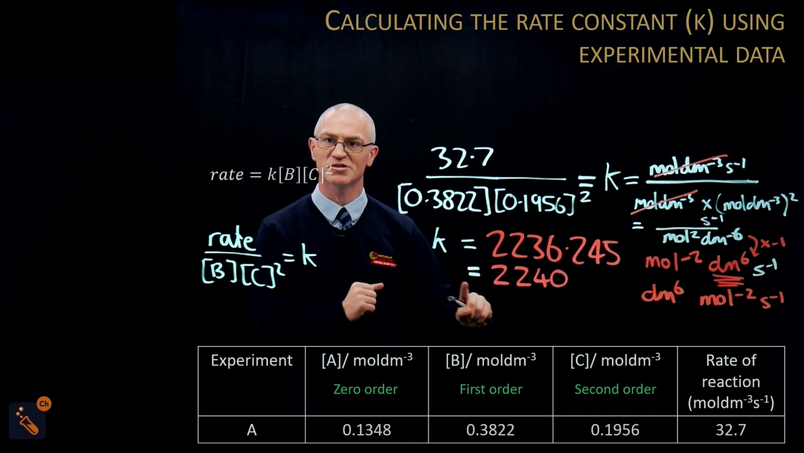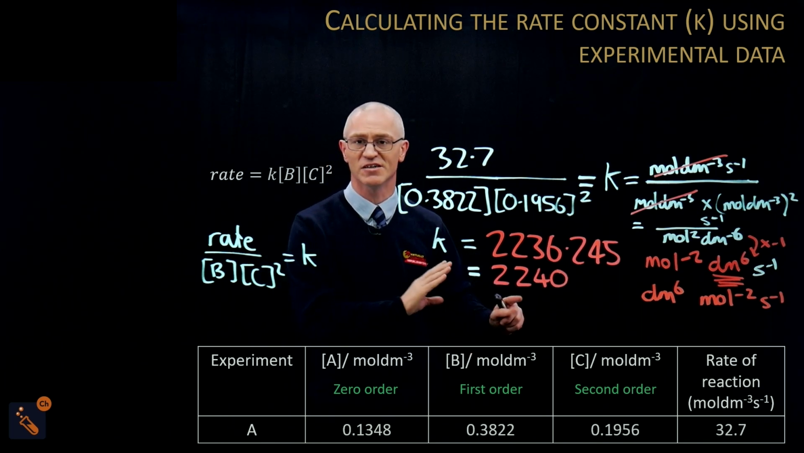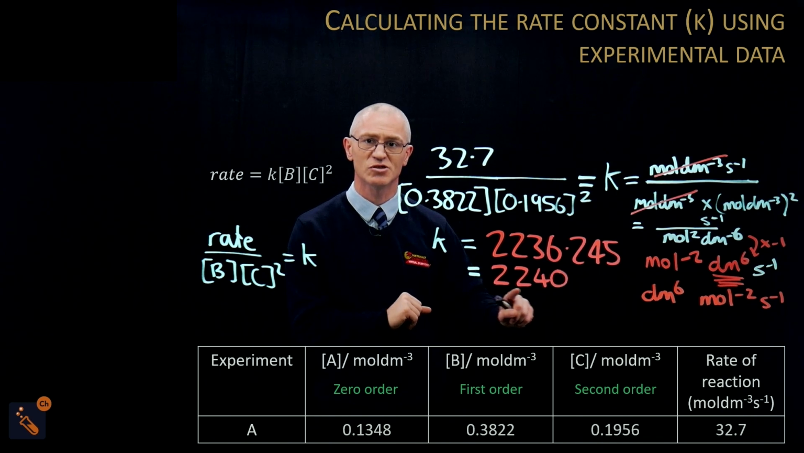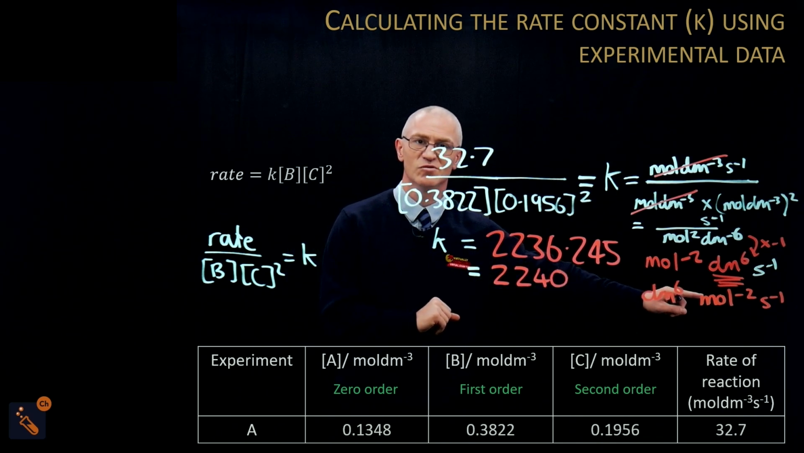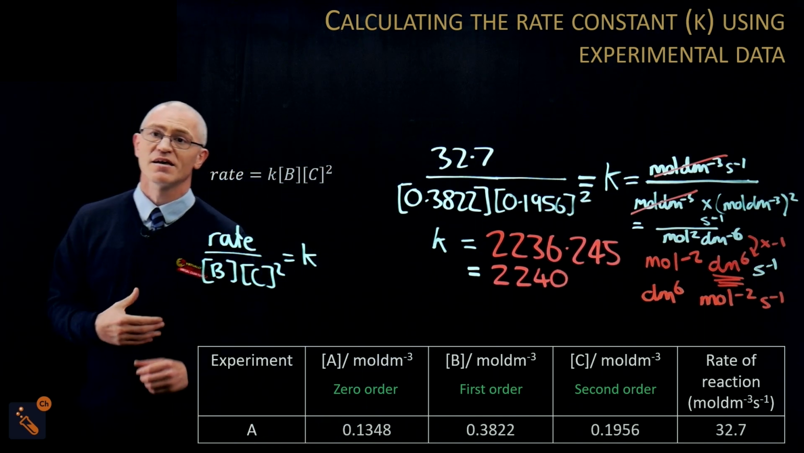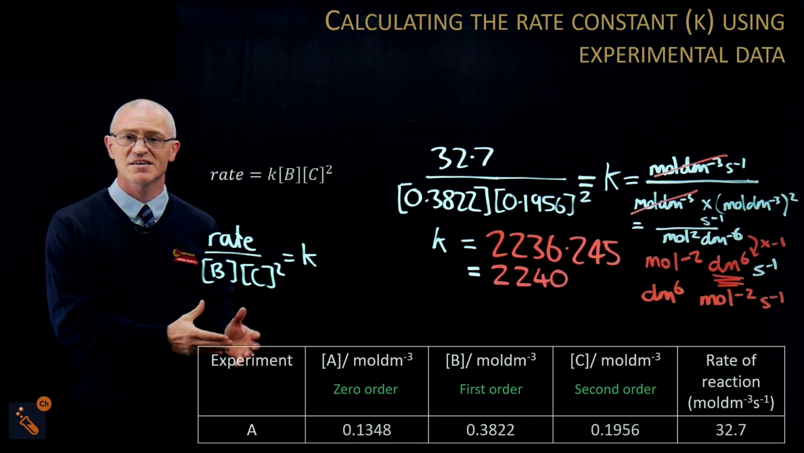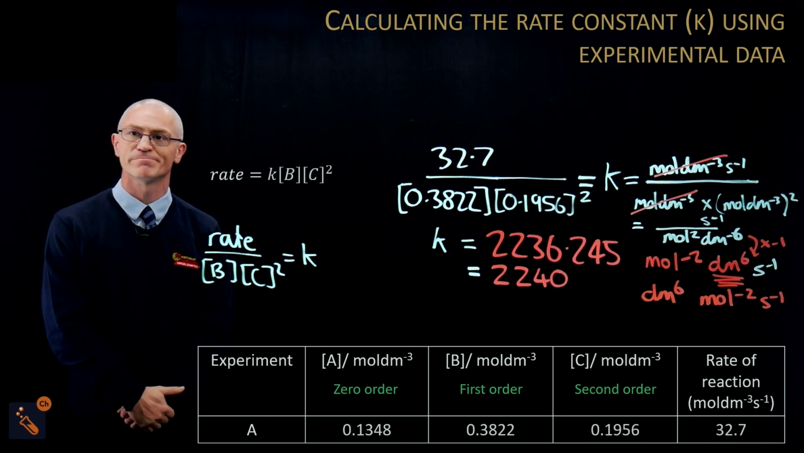But because we want an absolute perfect answer, we're going to put it to 3 significant figures. Again, only do that if they ask. Three significant figures, that's 2240 dm^6 mol^-2 s^-1. And that is how you use data to calculate K and then do the units.